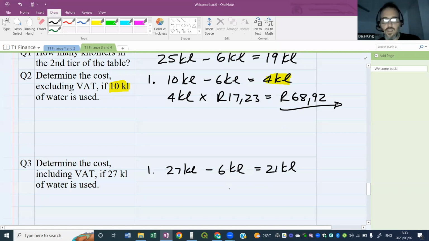All right. So that's 6. I'm not going to charge it at 0 rands. I'm just going to take it off and forget about it. It's free. Now we have 21 kiloliters left. Okay. 21 kiloliters. Now let's look at our tariff table.